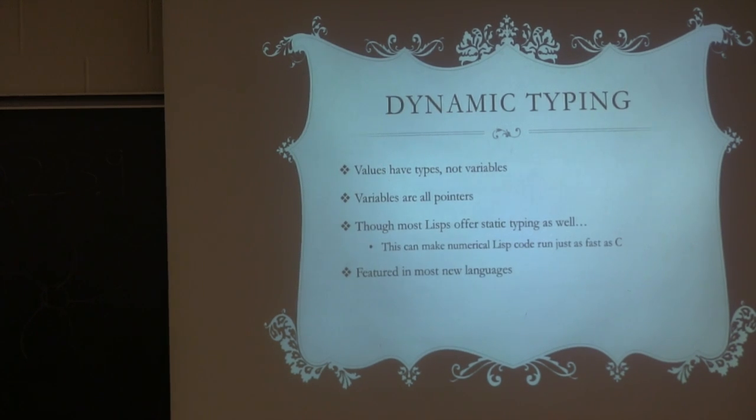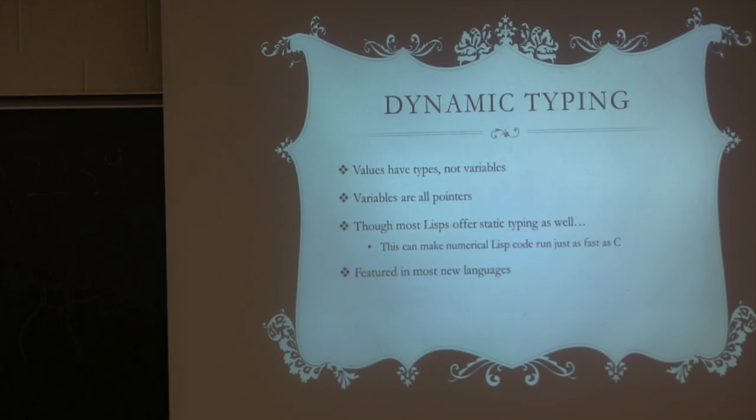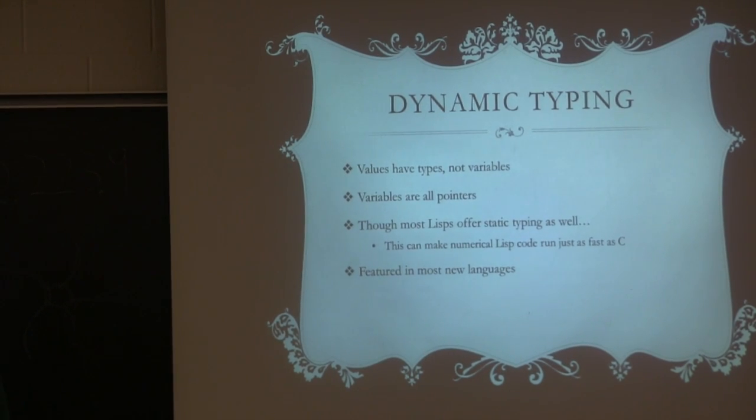Dynamic typing. We all use Python. You all know that values have types, not variables. Unlike C++, where they say, okay, make this an int, go away, we don't care. Though, incidentally enough, Lisp offers static typing if you want. It's a long, hard process, but it makes your code run, in some cases, just as fast or faster than C, believe it or not.